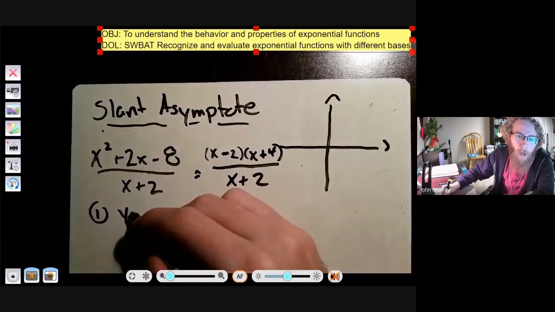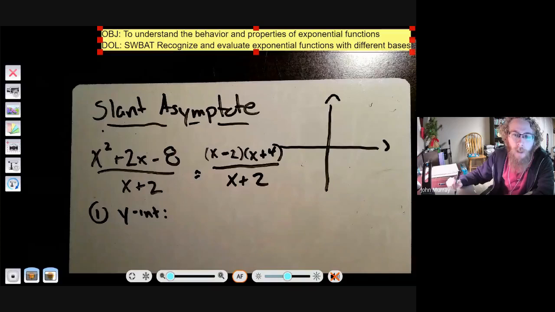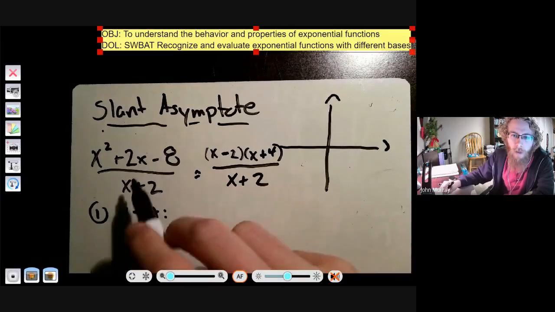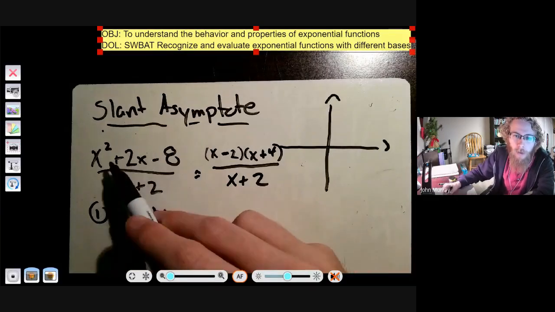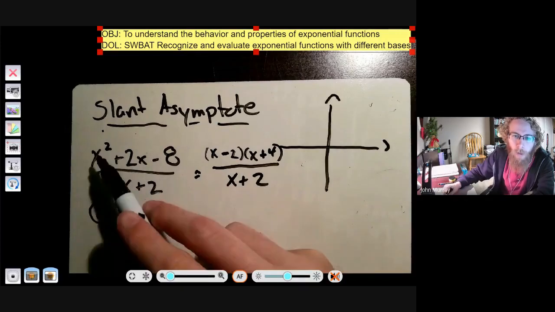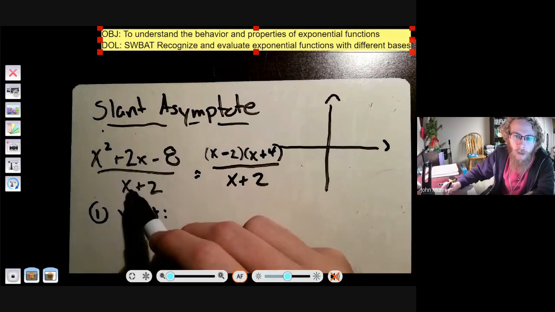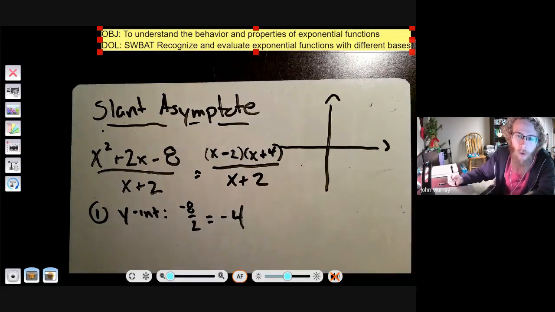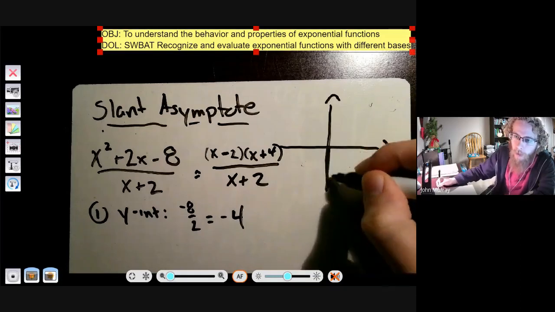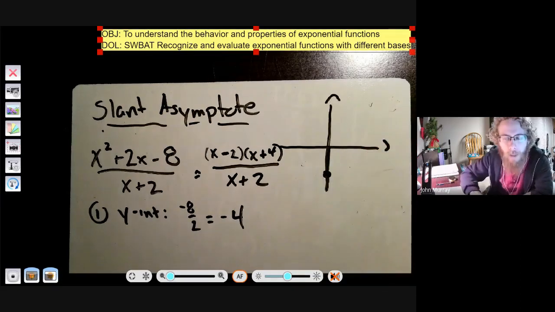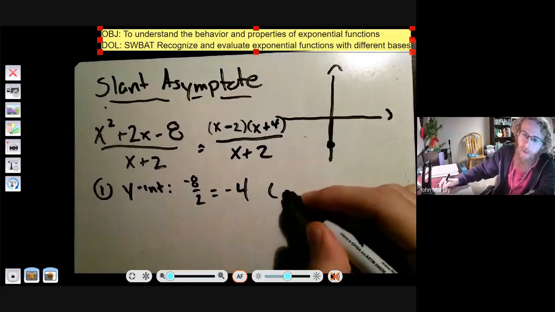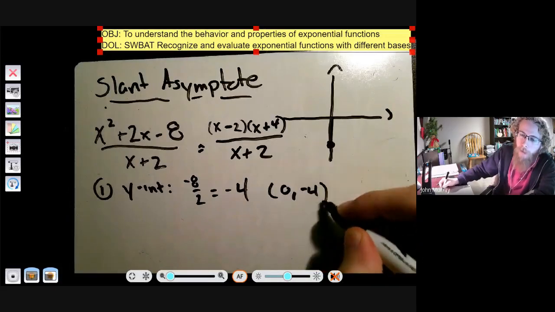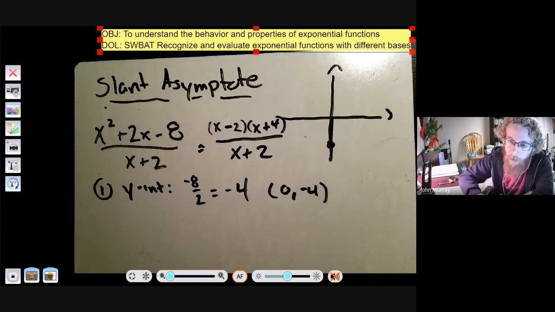The first thing you are asked for is the y-intercept. So the y-intercept, we can plug in 0. When we plug in 0, I'm going to use this first one because these two terms will go away. We get negative 8 over 2, or negative 4. So somewhere down here at negative 4, I have my y-intercept. If you gave it to me as a coordinate point, it would be 0, negative 4.